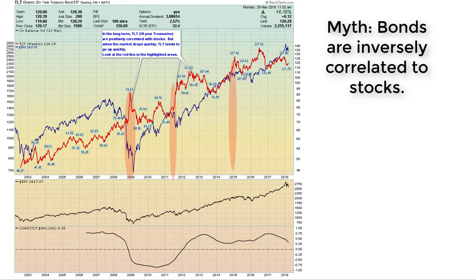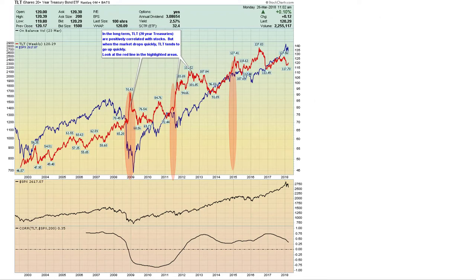That myth is that bonds are negatively correlated to stocks. There's a very common misconception about that. In the long term, bonds and stocks are very much correlated together tightly. So here is a chart that will prove this point.